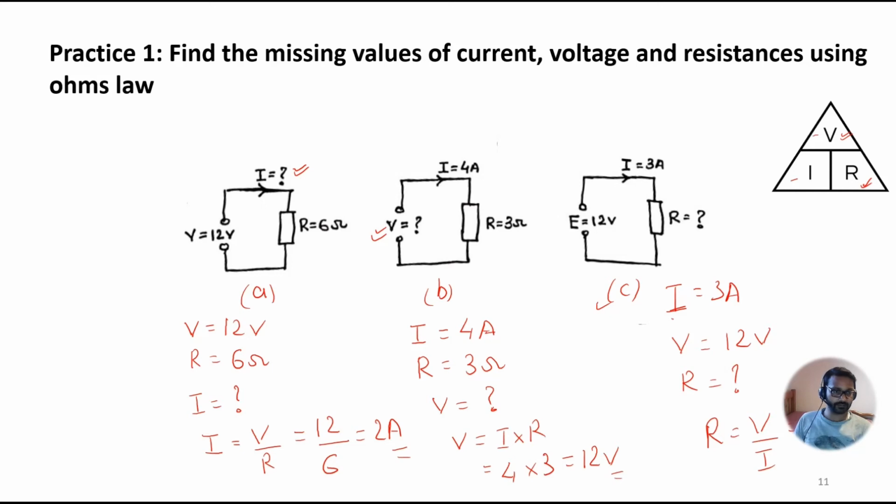So voltage, do we need unit conversion? No, this current is in amperes, and the EMF or the voltage is in volts, right? So no need for unit conversion in this question. So voltage is 12 divided by the value of current, which is 3. If you solve it, you would get 4 ohms. Don't forget the unit.